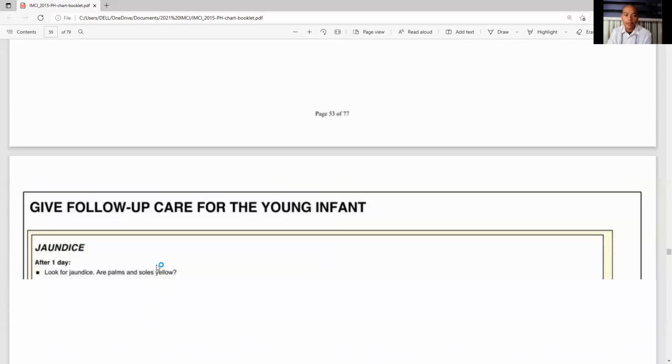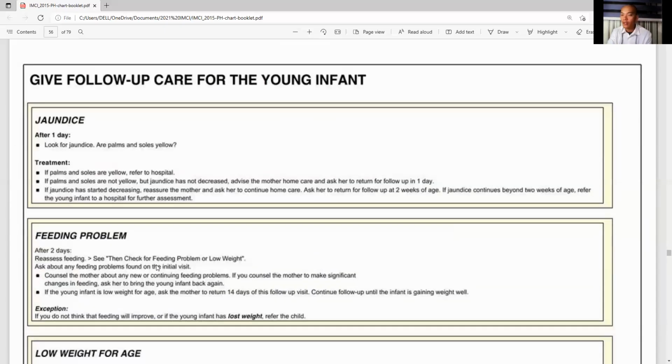Follow up. So bumalik yung patient mo. Okay, so these are the things that you are going to follow. Patient has jaundice. Ma'am, please come back after 1 day. The patient comes back after 1 day. Look at the jaundice. Are the palms and soles yellow? Treatment, okay, refer to the hospital.